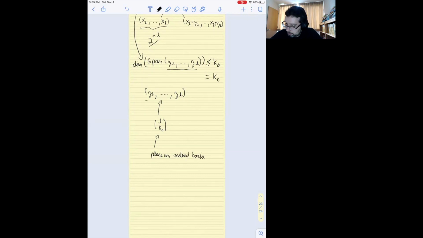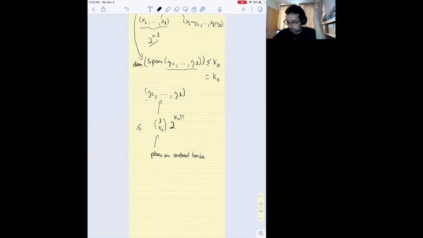And how many ordered bases do we have? Let's give an easy upper bound. So everything here is going to be an upper bound. So this is going to be K0 times n. Very good. So with this, we looked at this L tuple. We chose K0 positions to put a basis for this K0 dimensional space.